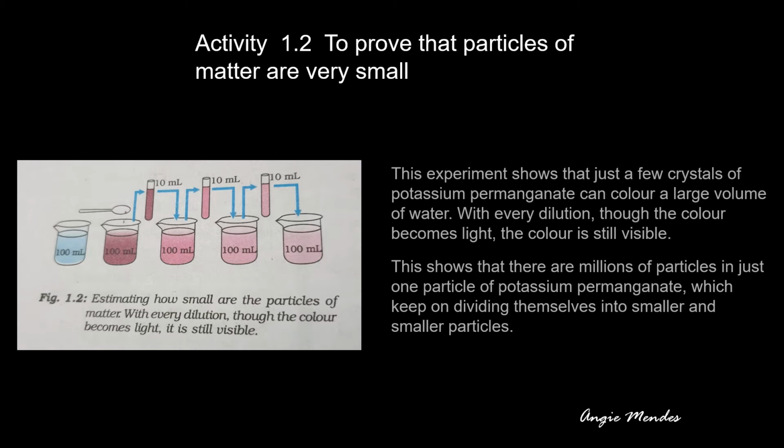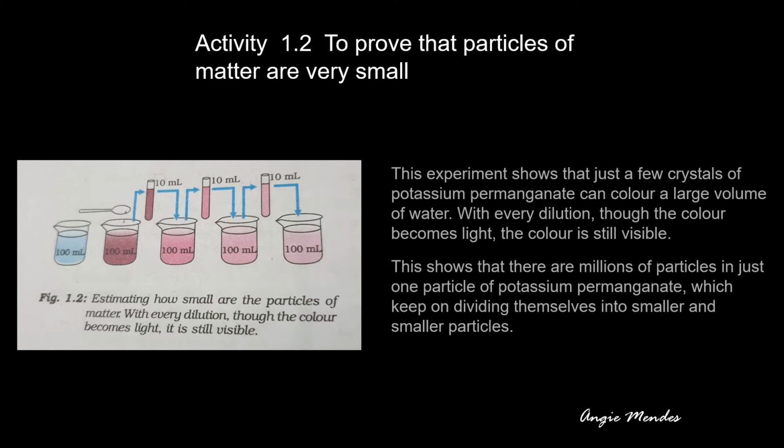For this, we will refer to activity 1.2, which is listed in the NCERT textbook. Now to do this activity, we will take 4 beakers which contain 100 ml of water each. To the first beaker, we will add a few crystals of potassium permanganate. When we stir these crystals in the first beaker containing water, we will see that the solution gets colored. So first there was clear water in the beaker. After adding potassium permanganate, the solution got colored.